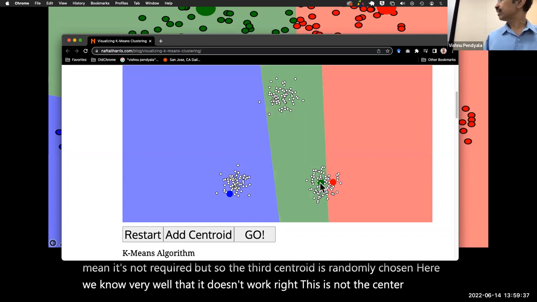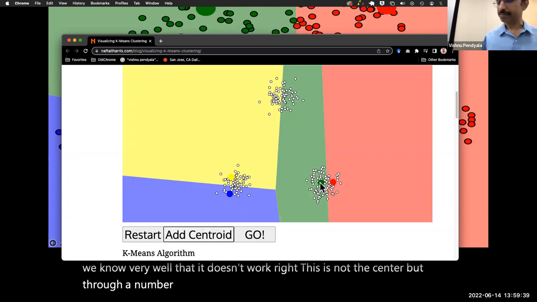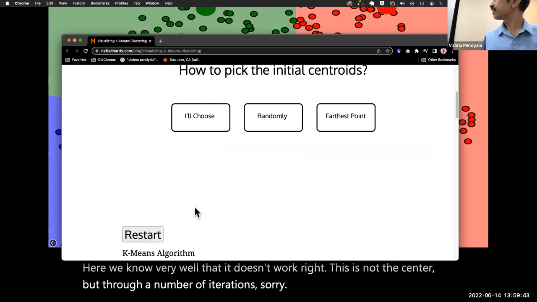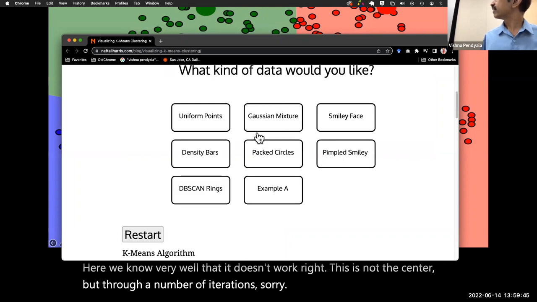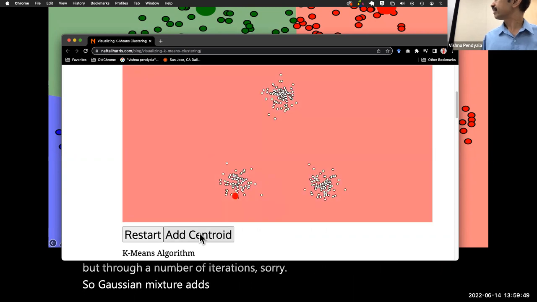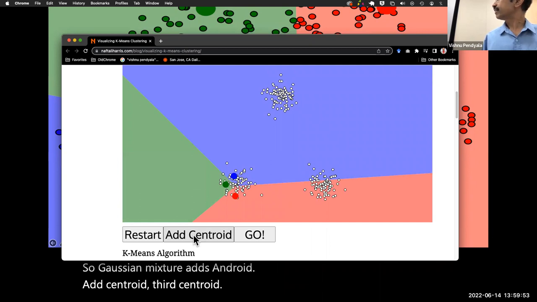But through a number of iterations, Gaussian mixture, add centroid, third centroid. Now we give the rest, the remaining stuff is done by the program.